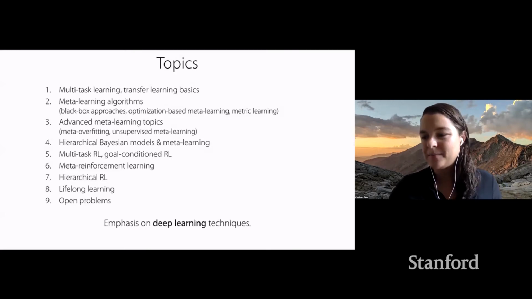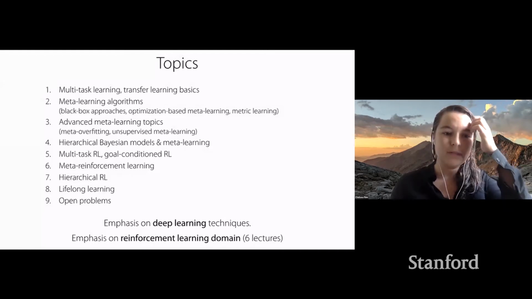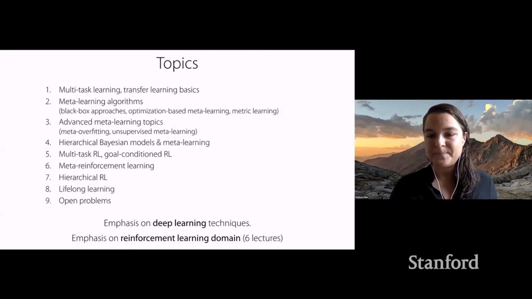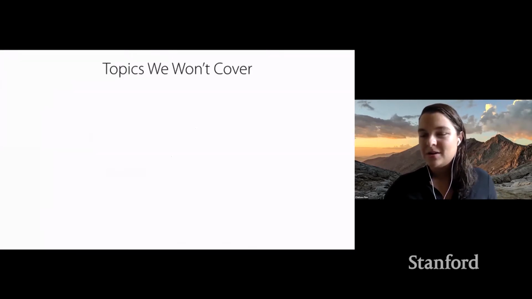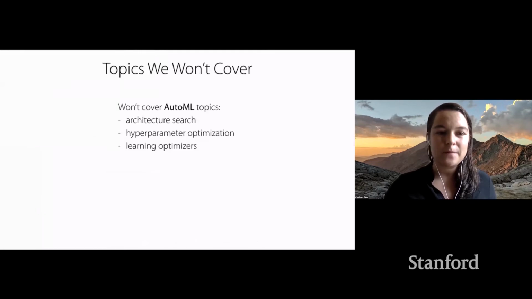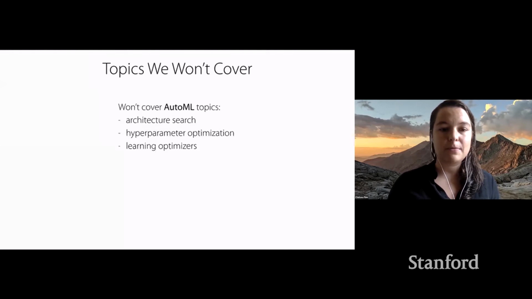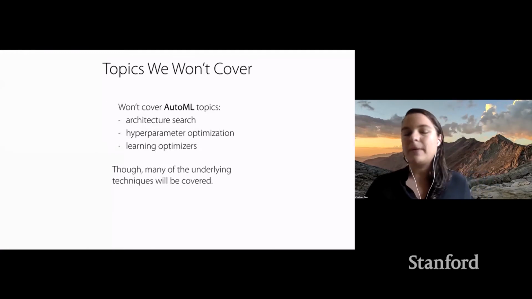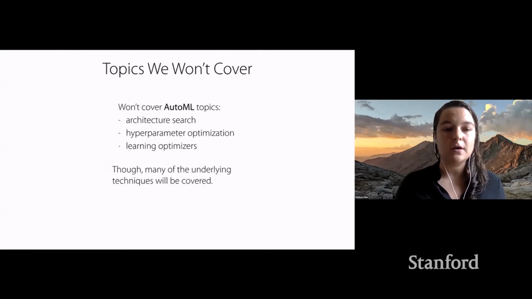An emphasis will be on deep learning techniques, and the later six lectures in the course will be in the reinforcement learning domain. Topics we won't cover: we won't generally be covering topics in AutoML, including architecture search, hyperparameter optimization, and learning optimizers. However, a lot of the underlying techniques will be covered, and so this should prepare you to be able to read papers on these topics.